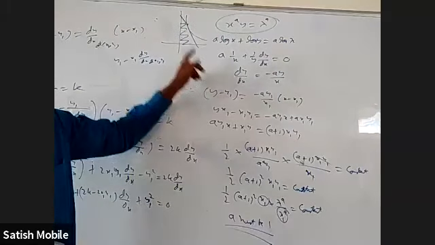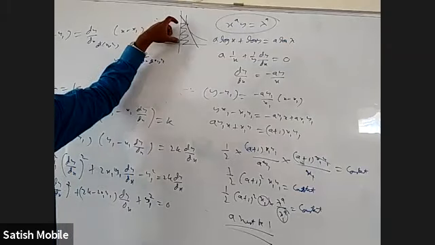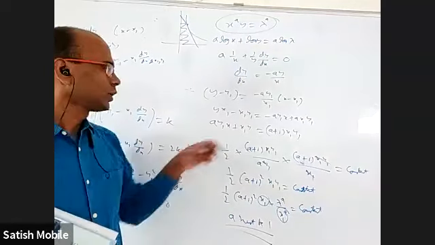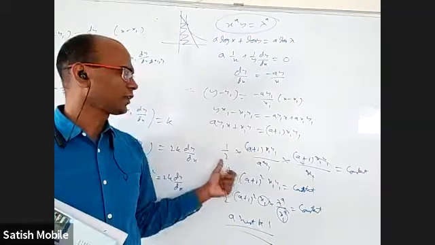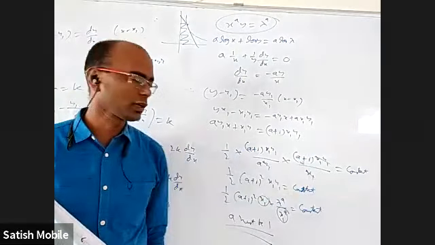Okay, now I know one line. How will you find this area? Half into base into height. Base is the x-intercept and height is the y-intercept. This is a line. I can convert it into intercept form if you want. Or put y equal to 0, we will get the x-intercept. Put x equal to 0, we will get the y-intercept. Half into x-intercept into y-intercept is the area of this triangle. I want it to be constant, not a variable.